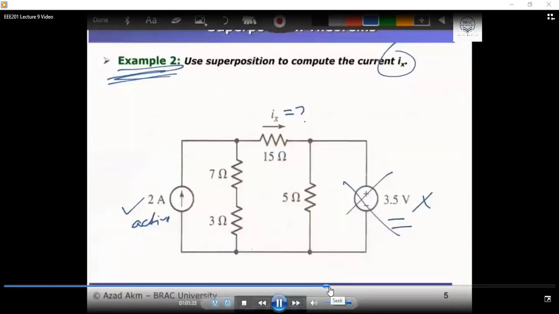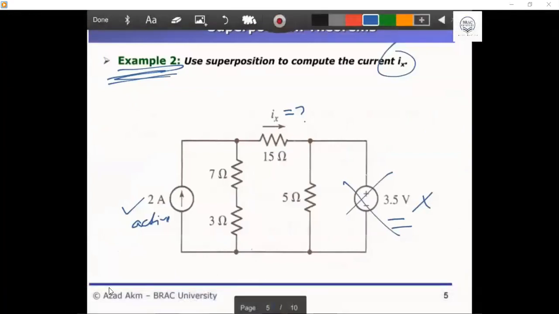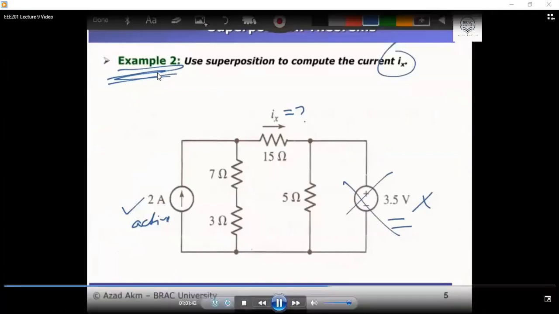We are doing the first experiment. In the first experiment, the 2 ampere source is active, so I write 2 ampere here. This is a very simple, straightforward problem, because two independent sources are here: one active and the other deactivated, and then the other active. Two experiments will be done, and in both cases you have to find Ix. So Ix prime and Ix double prime, and then you add them and get the answer, right? All of you understand that two experiments have to be done?